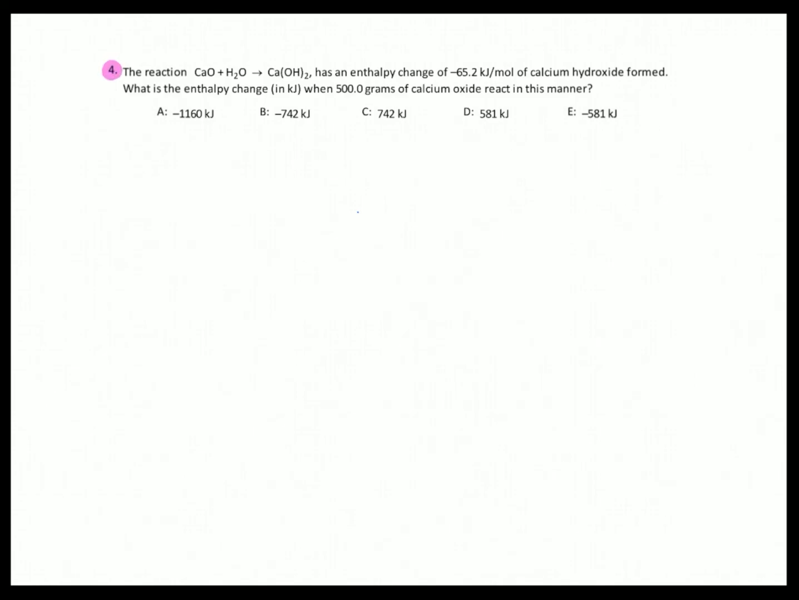Some of the most difficult parts of this chapter is really interpreting the question, and I do realize that. So we're going to work a few more together. So let's look at this one. The reaction, and they give you the balanced chemical equation, has an enthalpy change of negative 65.2 kilojoules, now be careful, per mole of calcium hydroxide formed.